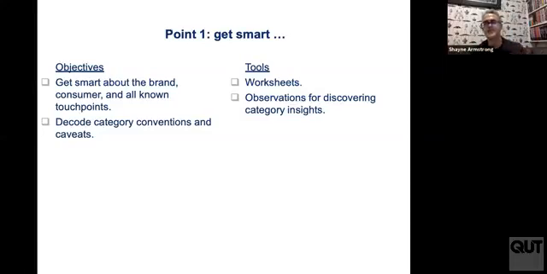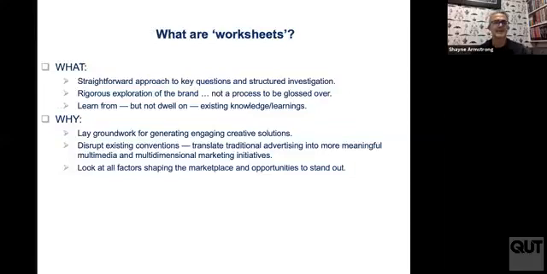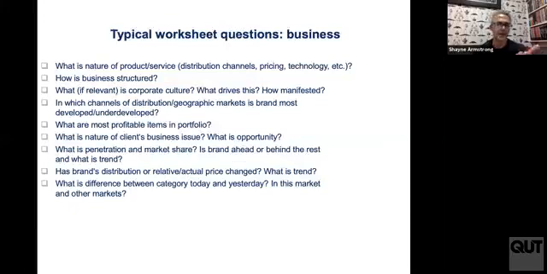The tools you use are worksheets and observations. So I'm going to show you these worksheets. They're very detailed. I don't expect you to answer all of them for your assignment, but if you choose to, you'll have a fairly comprehensive overview of what's involved with your brand and the consumer. Worksheets are key questions that provide a structure for you to dig down deep into the brand and the consumer.